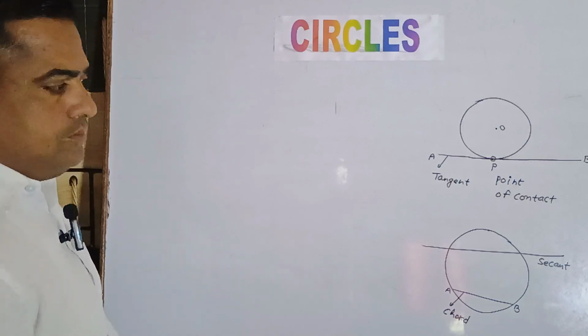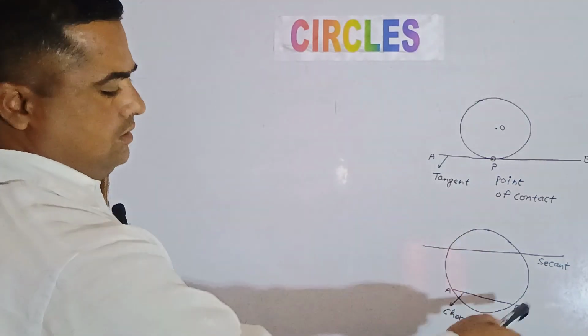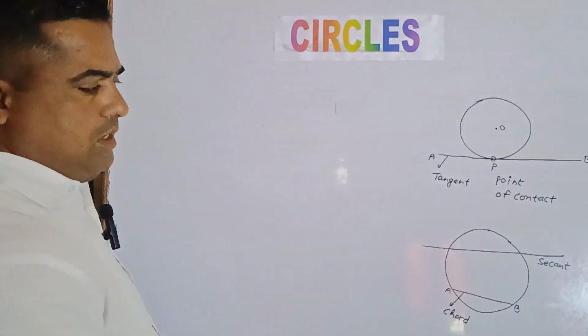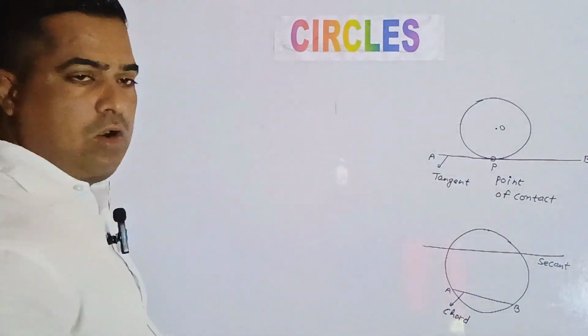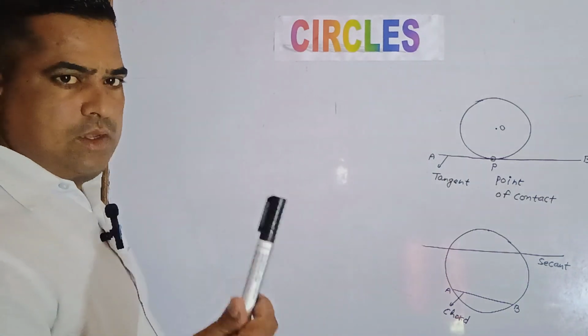Now what is a chord? Suppose we have a circle, correct? A line segment inside the circle, joining two points on it, is called a chord. If a line passes through the circle, this line is called a secant. Now we will do an exercise from the NCERT book.